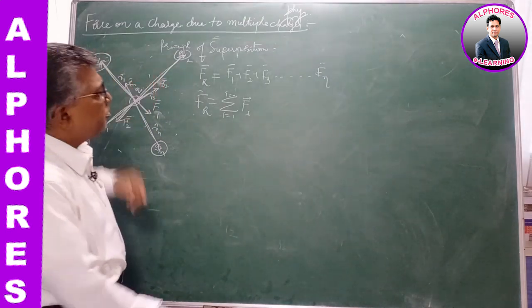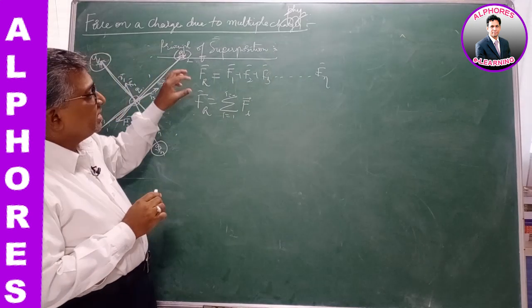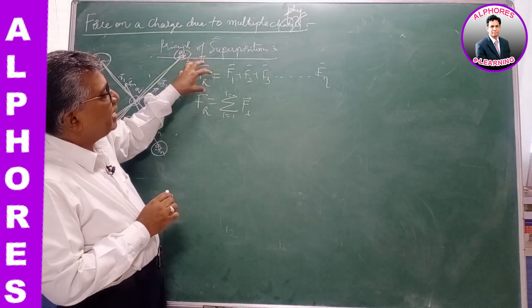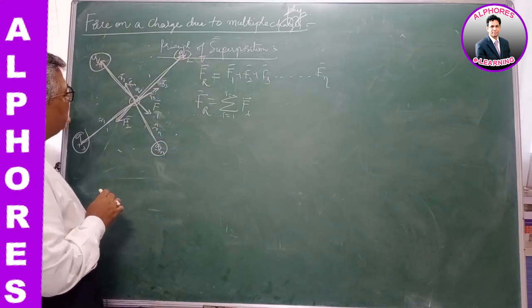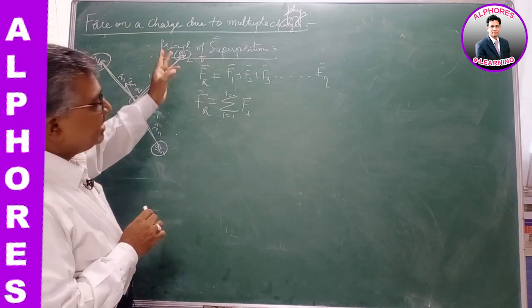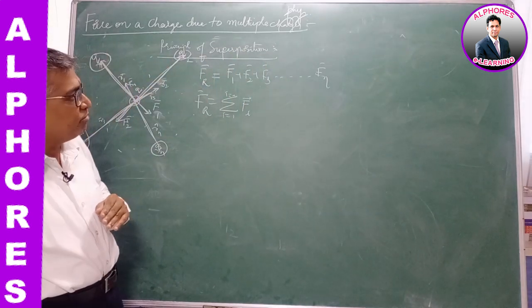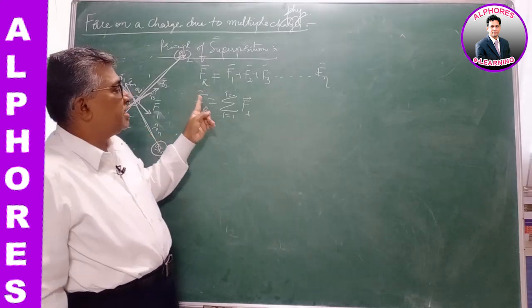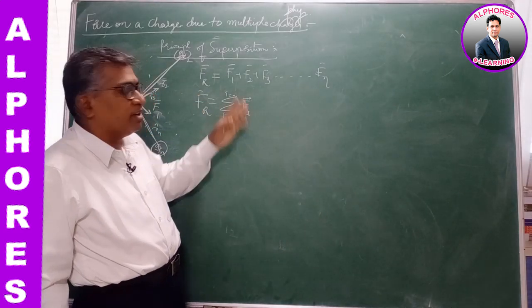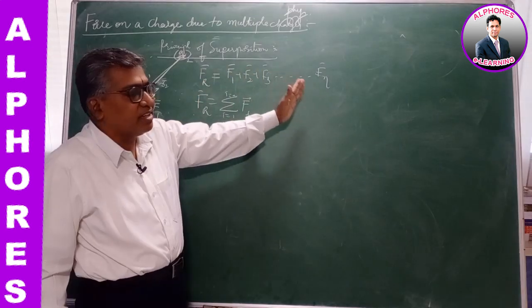So according to the principle of superposition, the resultant force on any charged particle due to the multiple charges around it is equal to the vector sum of all the forces considered simultaneously. Therefore F bar is sigma i equals 1 to n of Fi, that is F1 bar plus F2 bar, F3 bar, up to Fn bar.